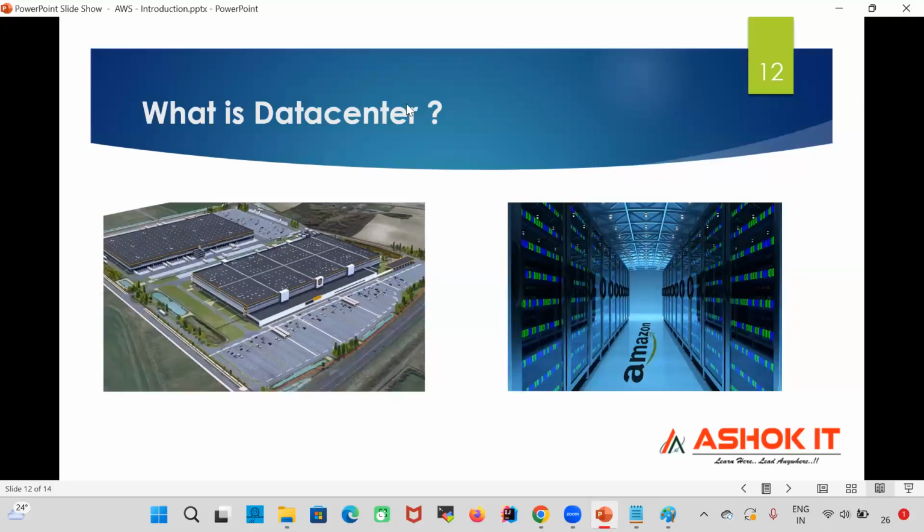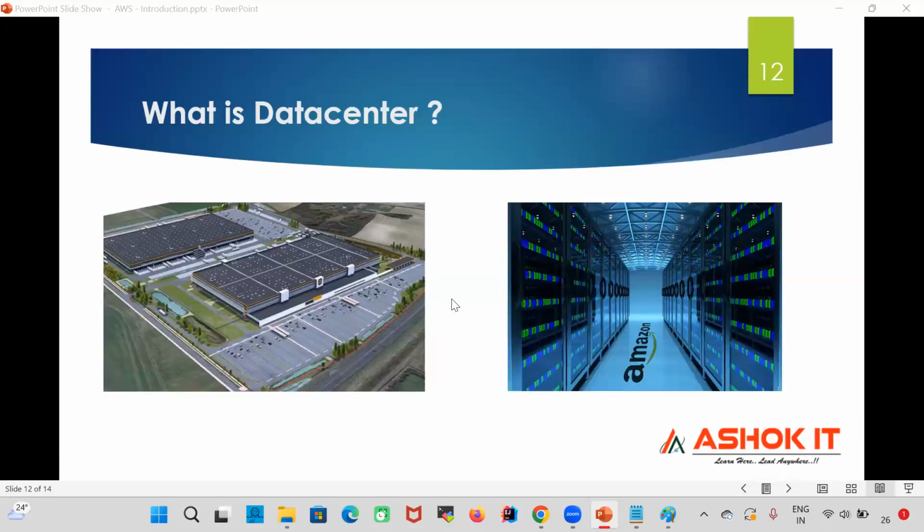What is a data center? A data center is a building where AWS maintains their infrastructure. Through this data center, we get the infrastructure. We take the infrastructure from the AWS data center to run our business. With these data centers, AWS provides cloud services for 190 plus countries.